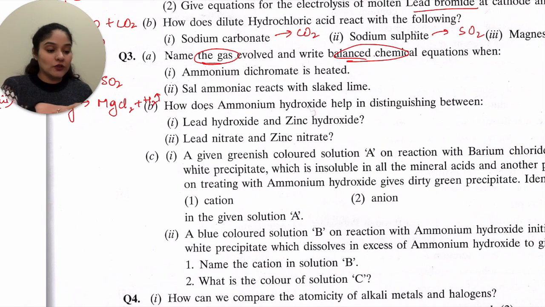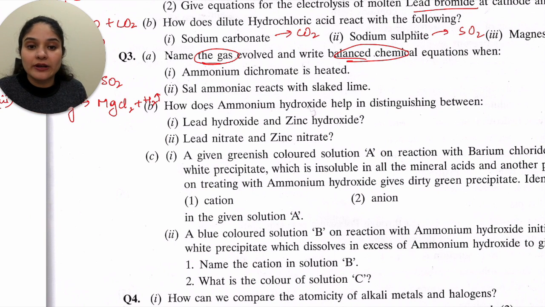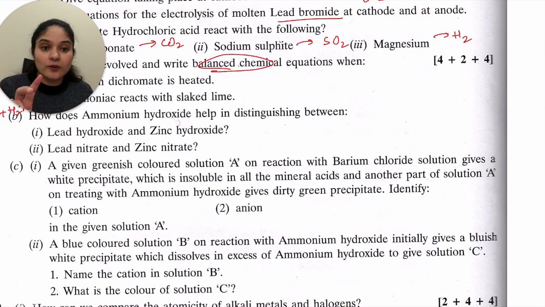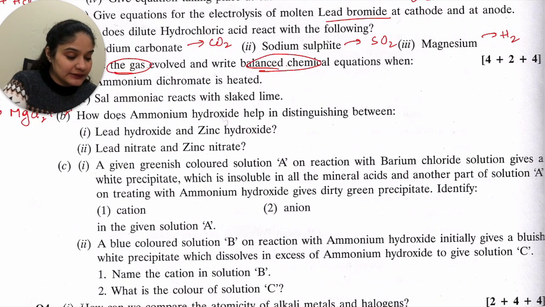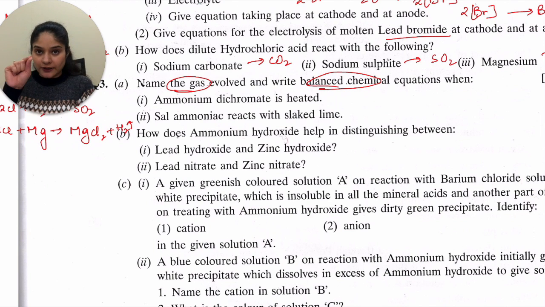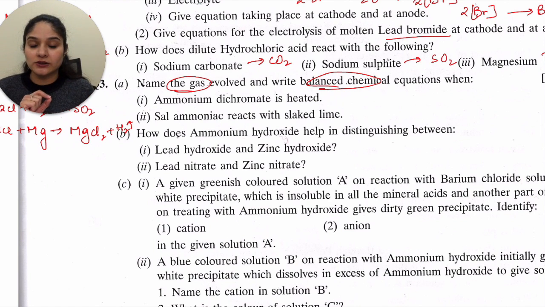Now, if you look at question number 3, it says name the gas evolved and write the balanced chemical equation when. Now, look at the marking scheme. 4 plus 2 plus 4. This says that A part is for 4 marks. Each part is for 2 marks. So first part, ammonium dichromate is heated. If you do not know the equation and you are just able to give the name of the gas, you still get 1 mark for it. And 1 mark is for a balanced equation that you give.